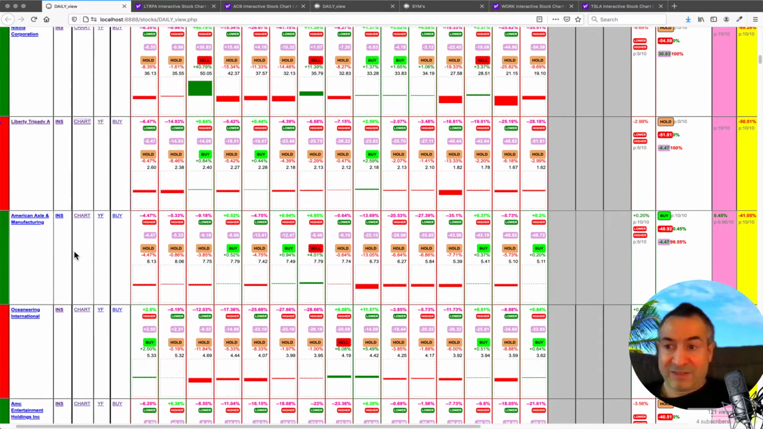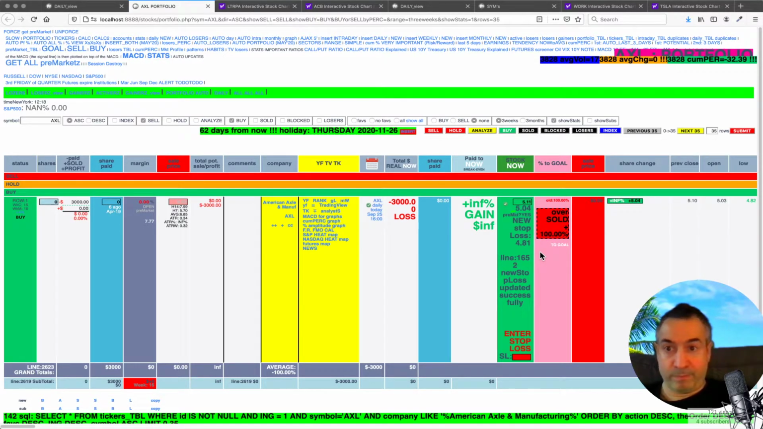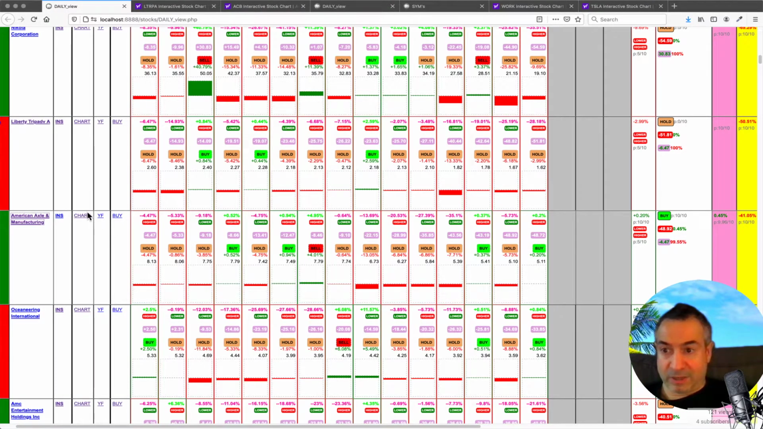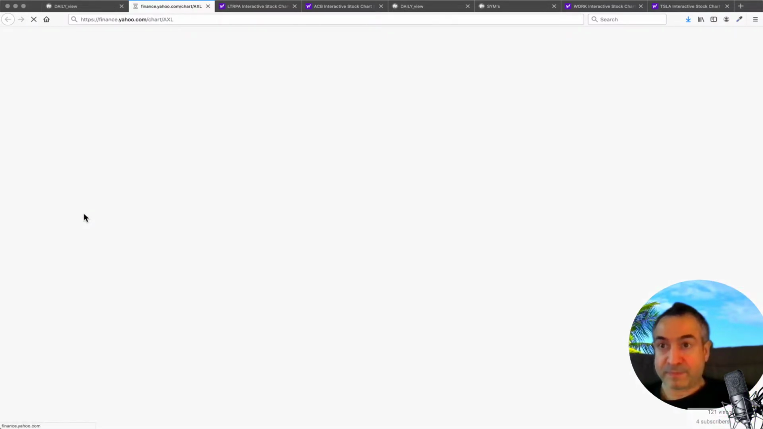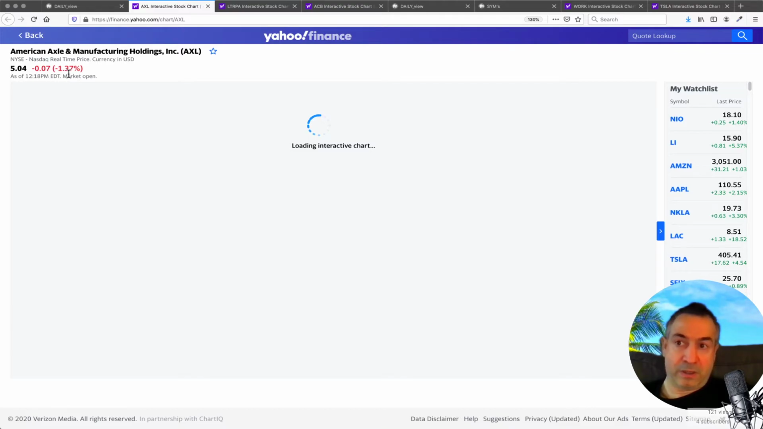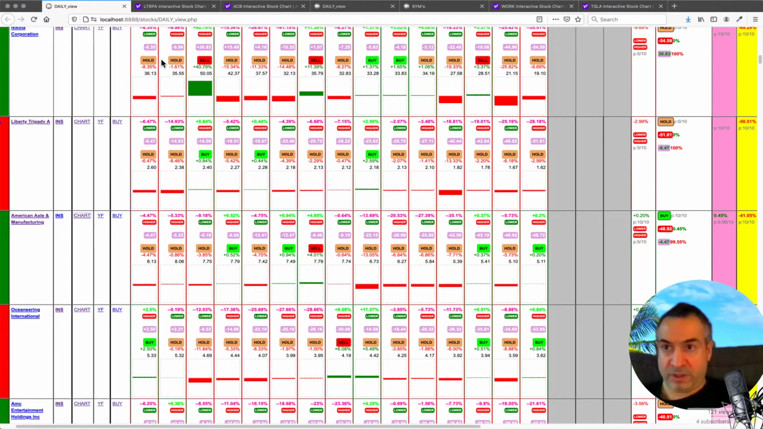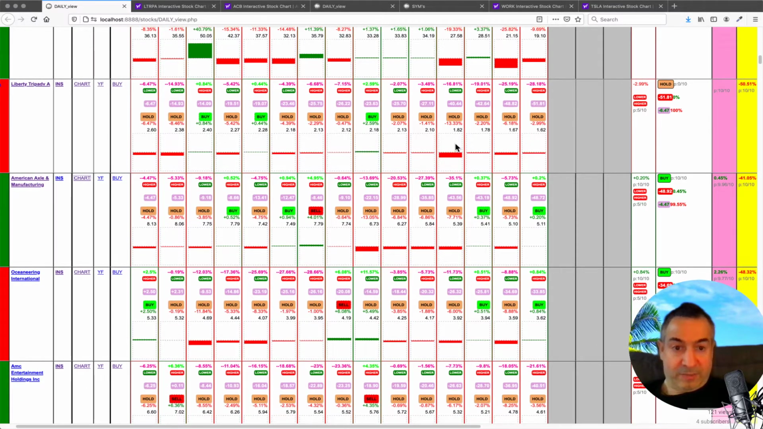So let's check this one out. American Axle and Manufacturing. I think I bought this one actually. And now it's telling me to buy. Yesterday it was saying buy. So this morning I would have bought it. Wait a minute, I clicked on the wrong one. And if I would have bought it, look, it went down even more today. So not a good moment to buy it.